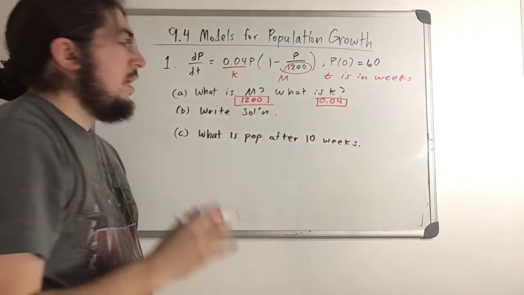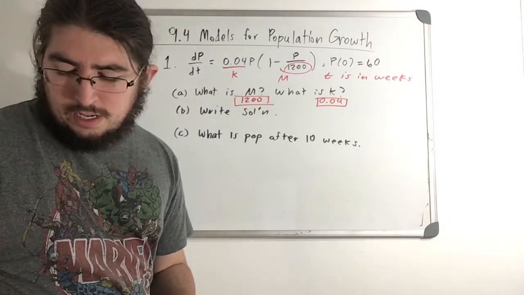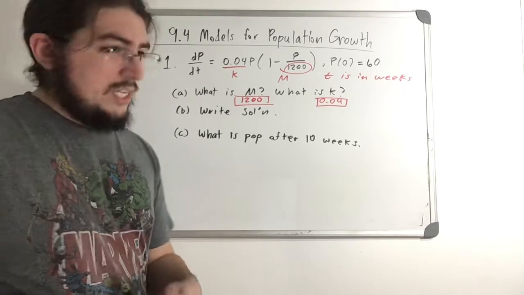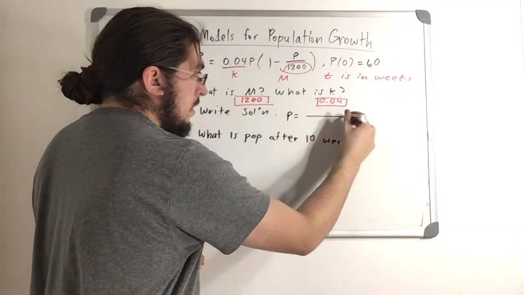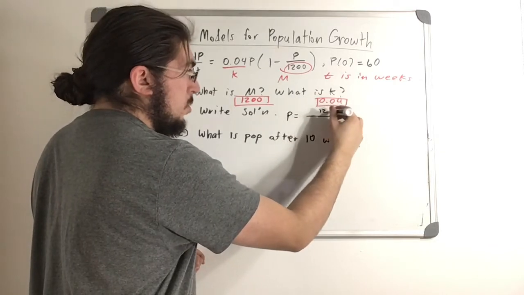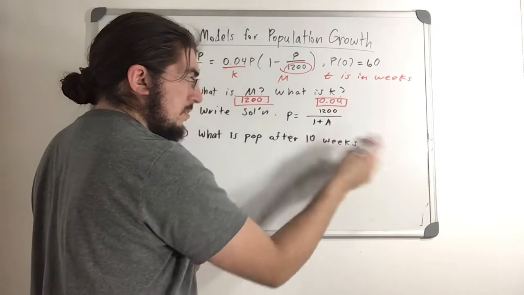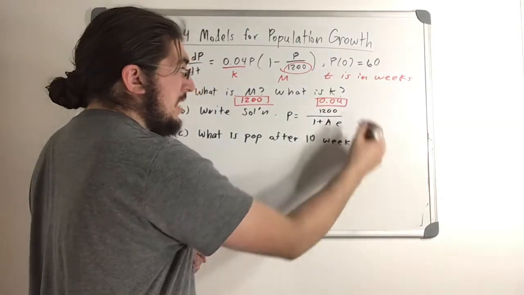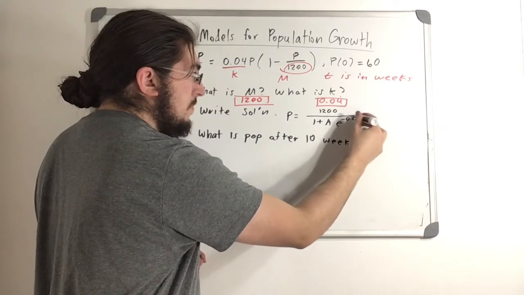Perfect. Now write the solution. We also know the general solution. What is the general solution? Well, it is P is equal to the max capacity, 1200, over 1 plus A, which I'll talk about in a second, times e to the negative k, so negative 0.04, times t.